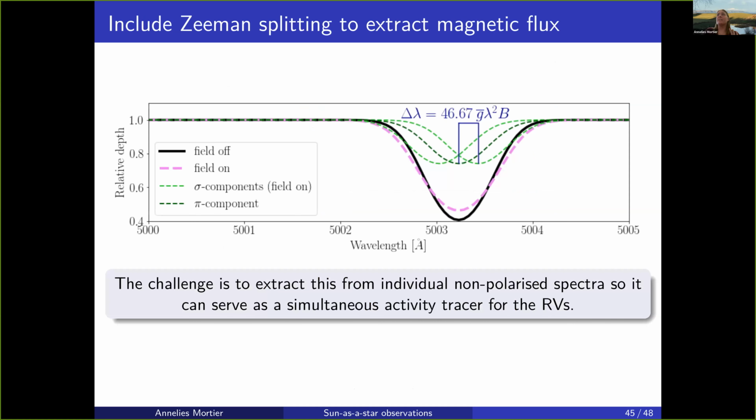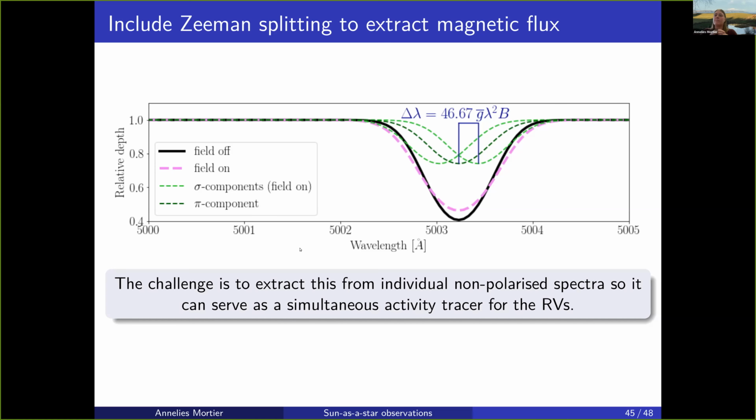Now, the extension that has just been submitted is that we want to include Zeeman splitting in the process in order to extract that unsigned magnetic flux that the paper from Raffi showed is such a good tracer. Now, magnetic flux has traditionally either been extracted from polarized spectra or from stacking intensity spectra. What we want to do is to do it on individual non-polarized spectra in order for this to actually be a useful simultaneous activity tracer for our radial velocities. So in the picture here, you see how Zeeman splitting works.